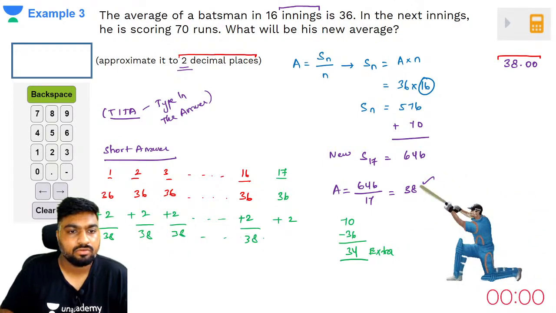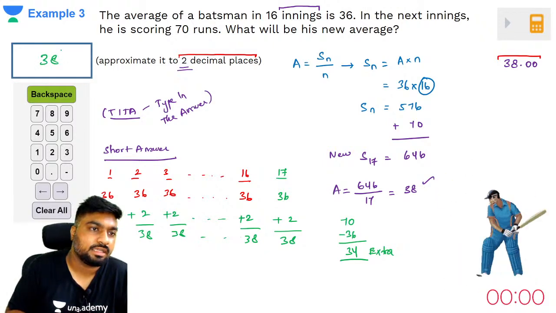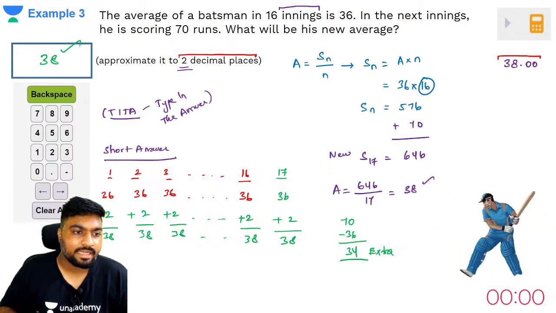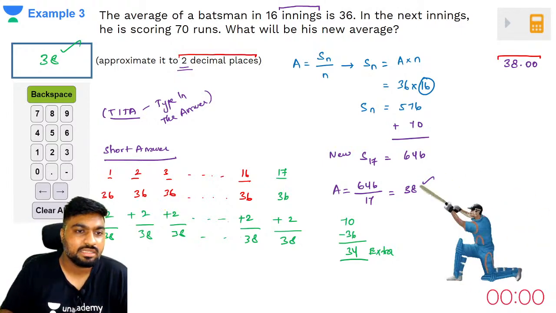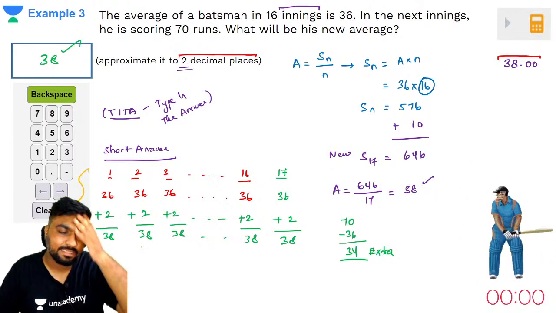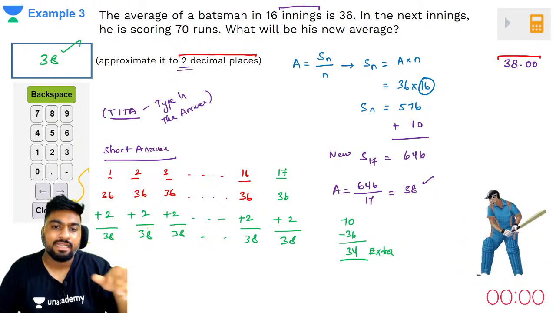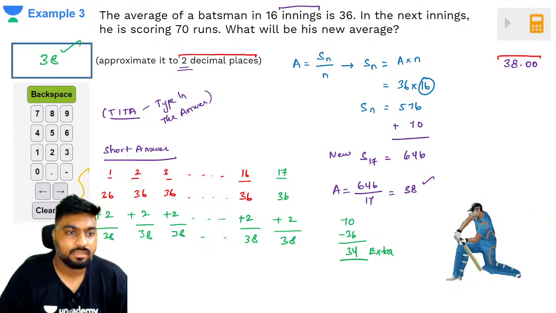Understood? This is how weighted average works. So you get 38. Weighted average is a method that you can use to reduce the number of steps. This entire thing you can do mentally itself. You don't have to write it on a piece of paper. You can do it mentally itself and get it over. Done.